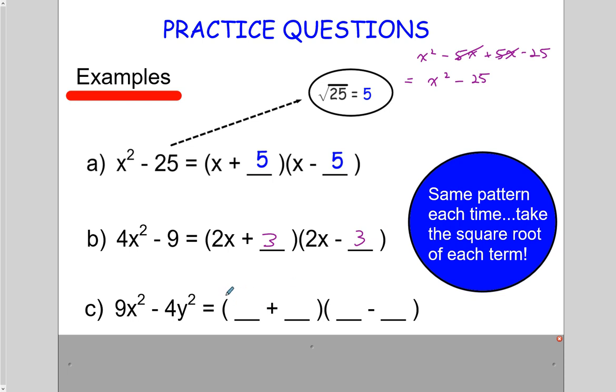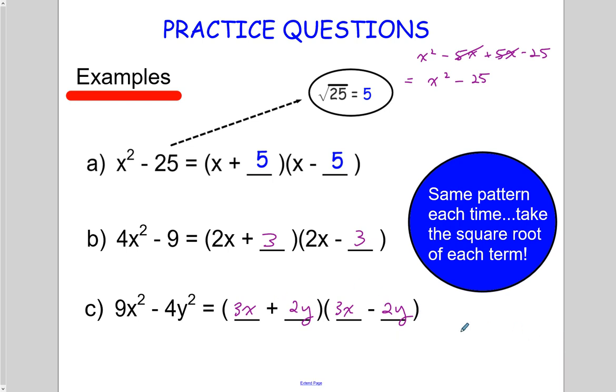Okay, so we would have said take the square root of 9x squared. That's going to be 3x and 3x. Take the square root of 4y squared. That's going to be 2y and 2y. And we have, of course, our plus and our minus.